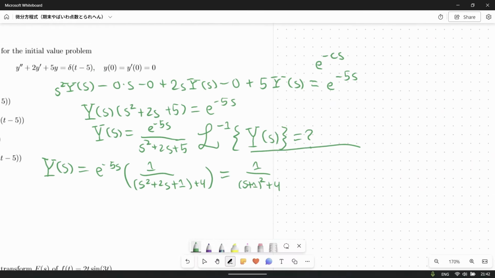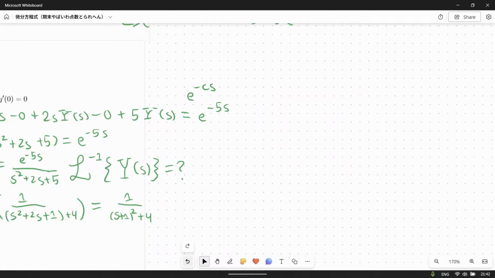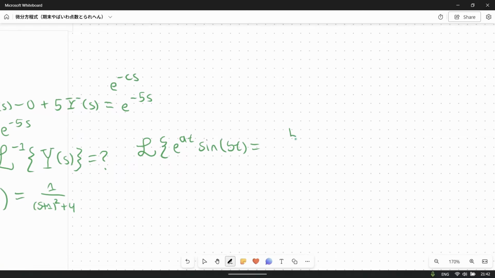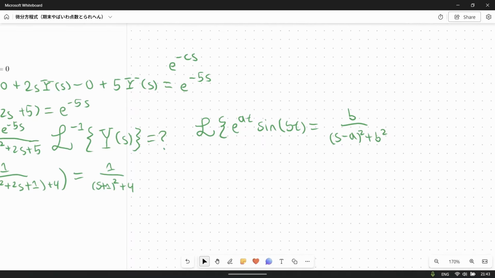So let me write that over there. So I'm going to be working towards the case of the Laplace transform of e to the at times sine of bt is equal to b over s minus a squared plus b squared. That's the form that I'm going to be working towards. So we can see that we have our b term as well as our a term taken care of. You can clearly see here that a is going to be equal to -1, and then b is going to be equal to 2.